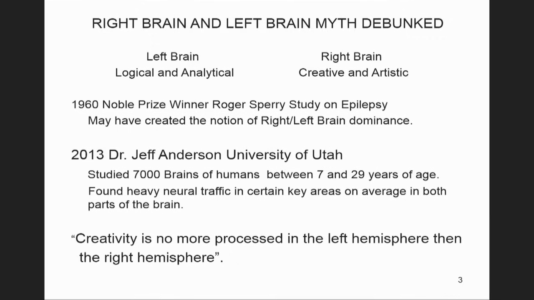At the University of Utah, Jeff Anderson studied 7,000 brains between the ages of 7 and 29 years of age, and they found there was a lot of activity with both sides of the brain using creativity and problem solving.